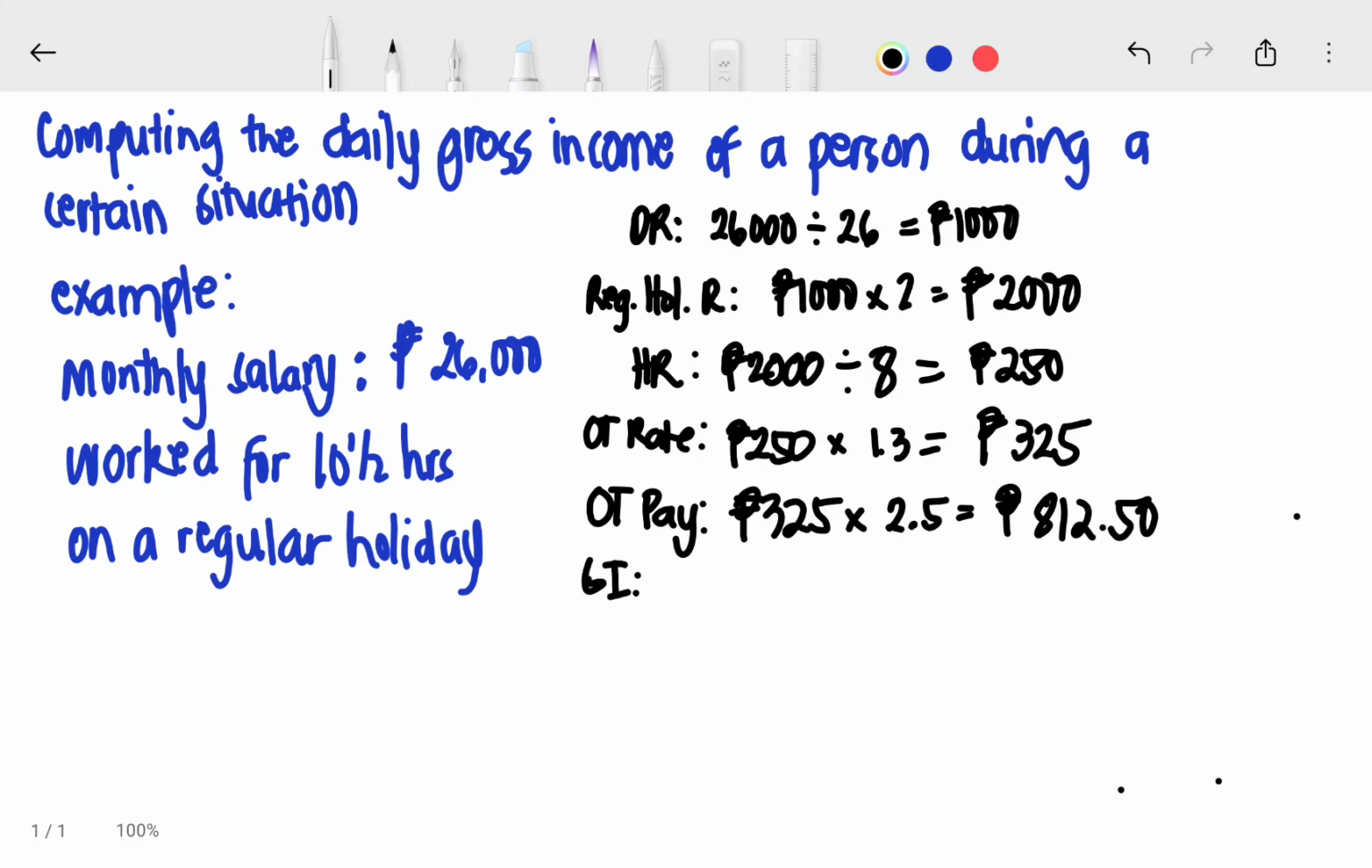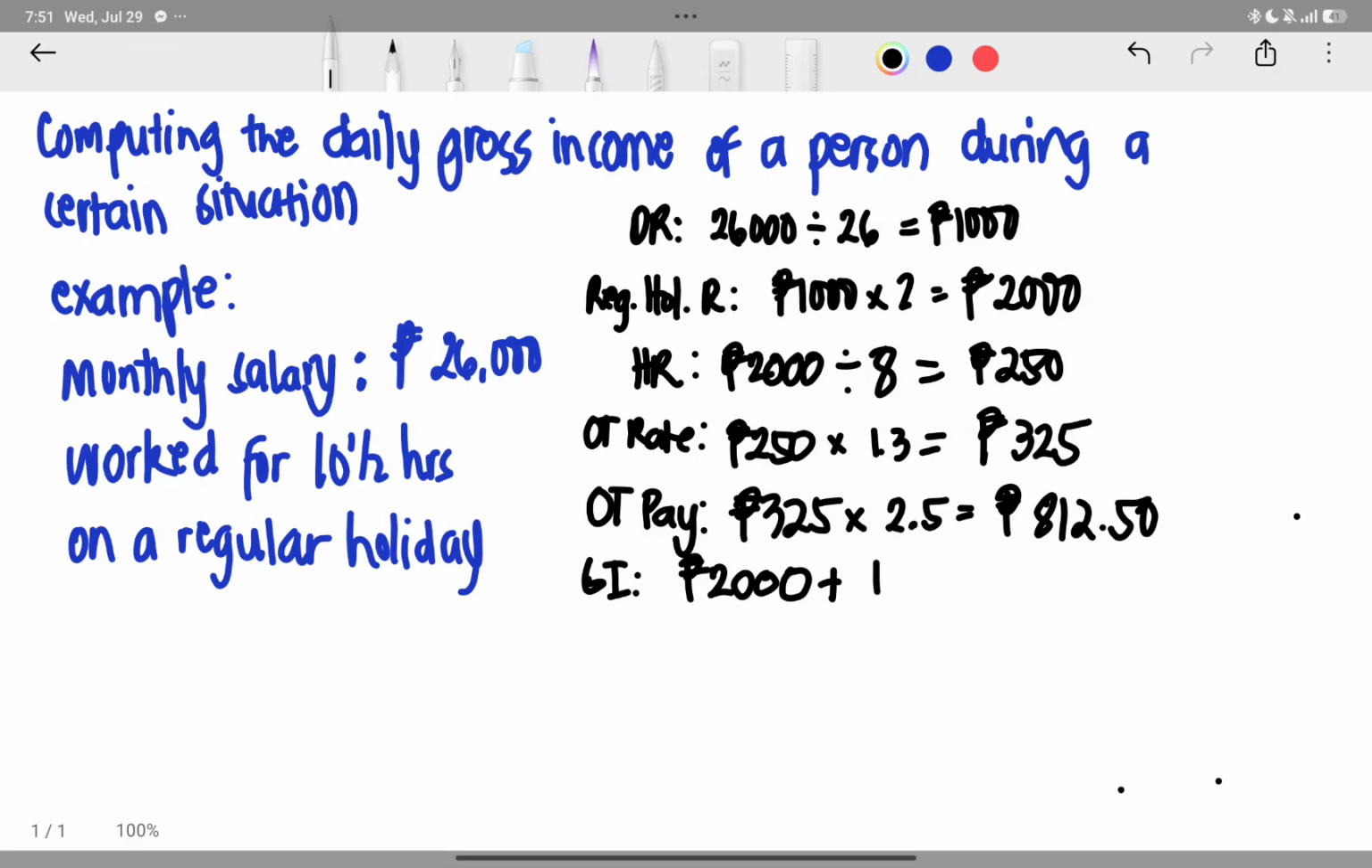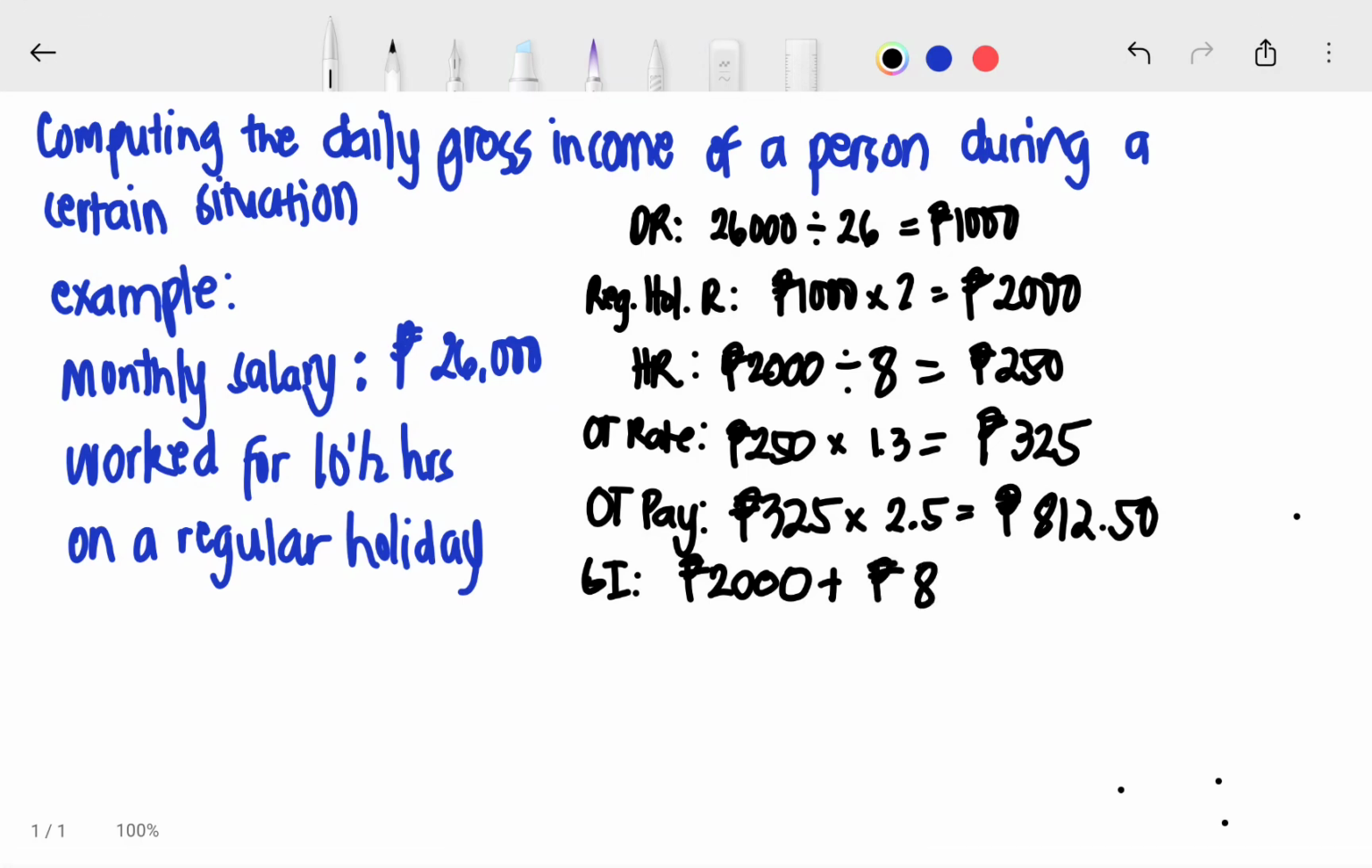So we're going to have the regular holiday rate niya, which is the 2,000 pesos, plus yung naging overtime niya, which is 812.50. So therefore, your final answer should be 2,812.50.